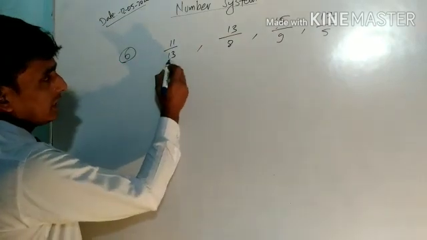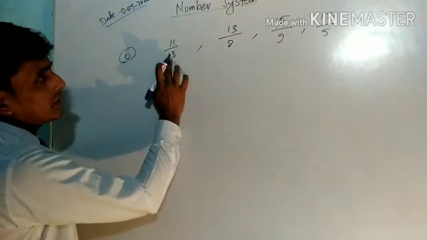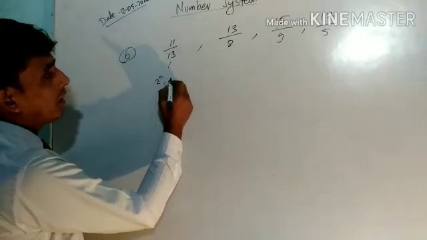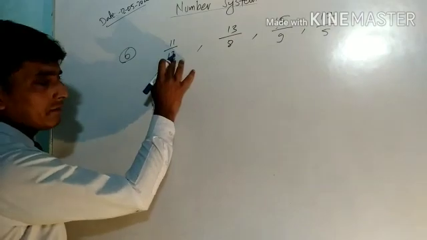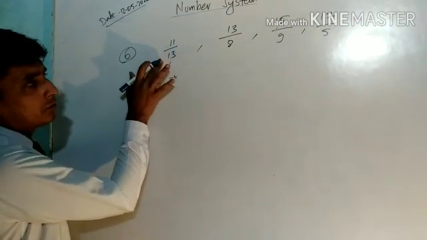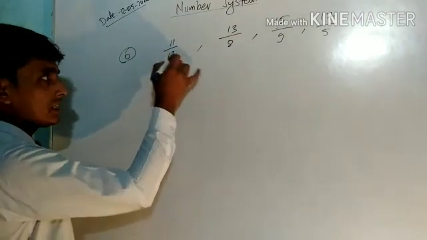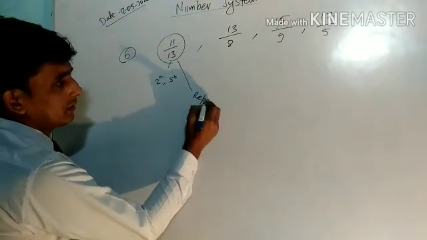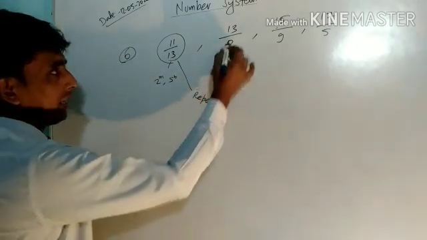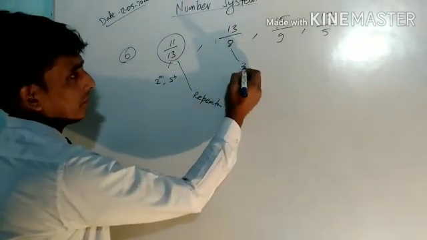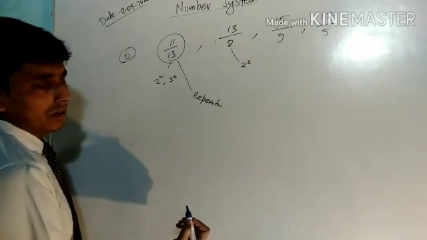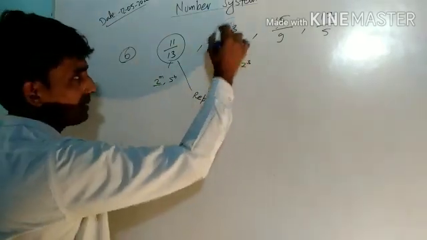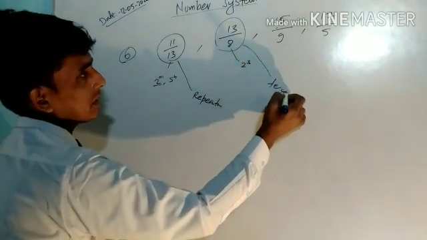How? So see here, this is 13. The denominator of this fraction is 13. 13 is not in the form of 2 to the power m or 5 to the power n. It is not in the form of power of 2 or power of 5. So this fraction will be having repeating decimal expansion. Again, in this number, this 8 is in the form of 2 to the power 3. So this is in the form of 2 to the power m. So this number will be having terminating decimal expansion.